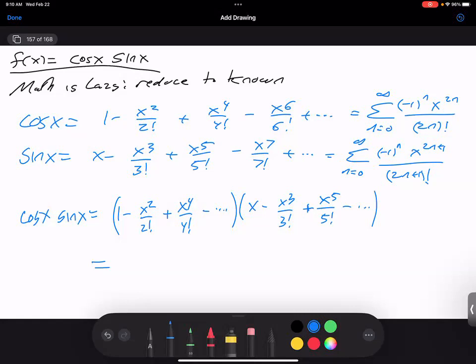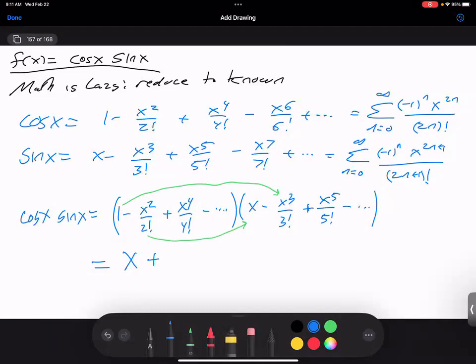No. All of these have even terms, all of these have odd. So the smallest I could have is x to the first, which is 1 times x. Is there any way to get an x squared term? No. How about an x cubed term? Yeah, there are two ways to get an x cubed term. I could have 1 times negative x cubed over 3 factorial, and I can have negative x squared over 2 factorial times x. So to get the x cubed, I could have 1 coming here, and x squared coming here.